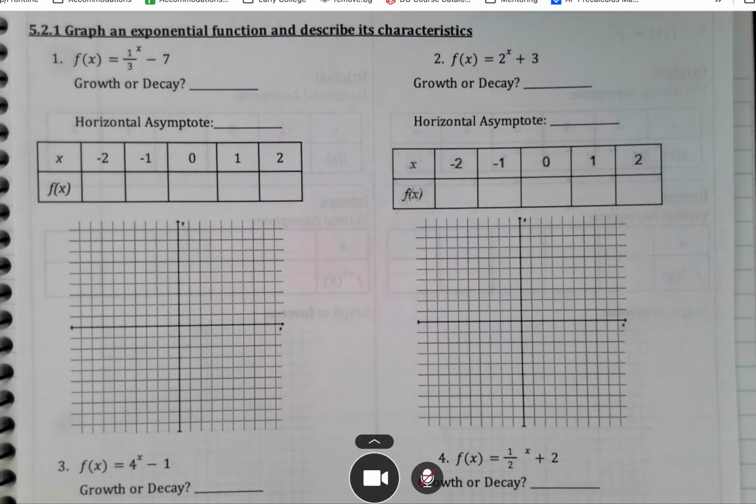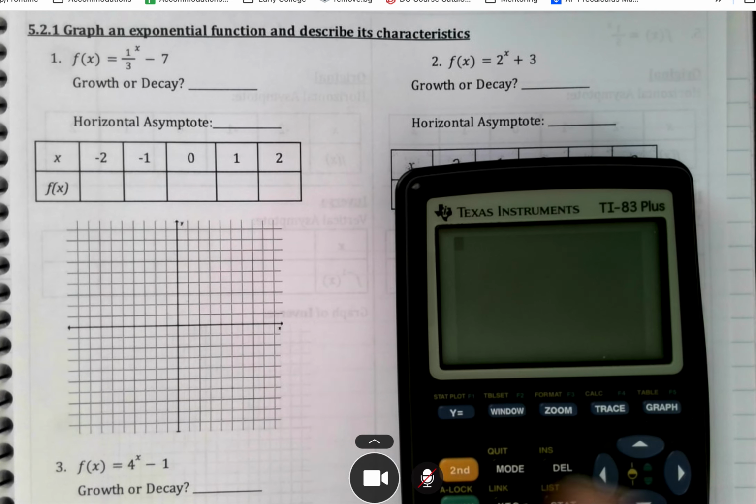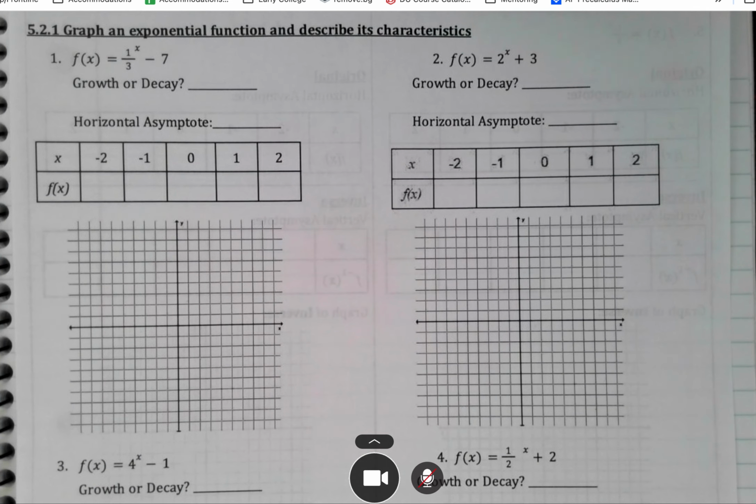I do have a graphing calculator, but my graphing calculator is going to be a little different from yours. And so when I type things into it, I will explain the difference on what I see on my screen of my calculator versus what you will see.